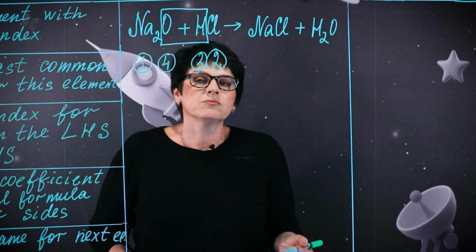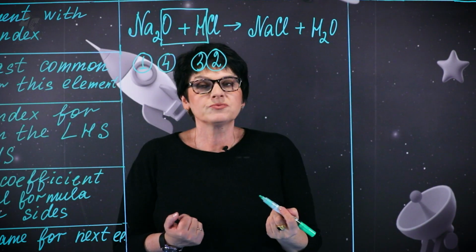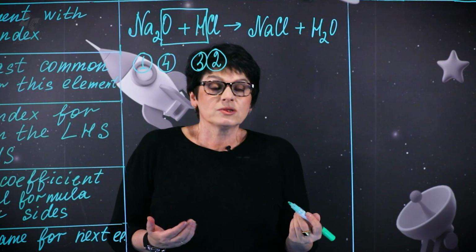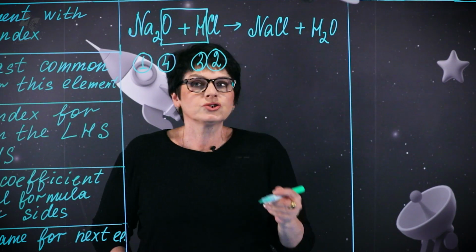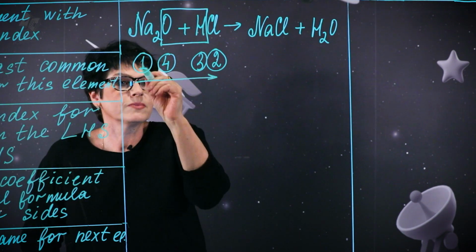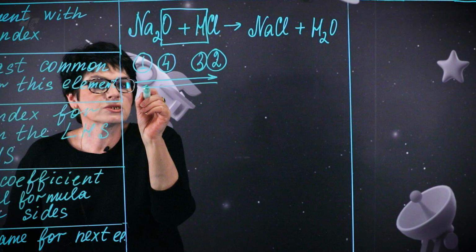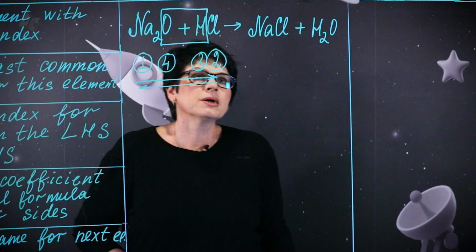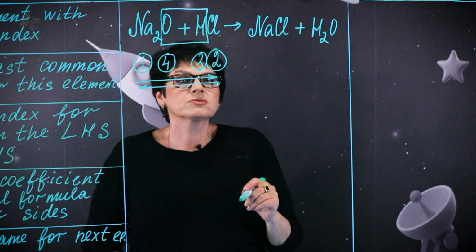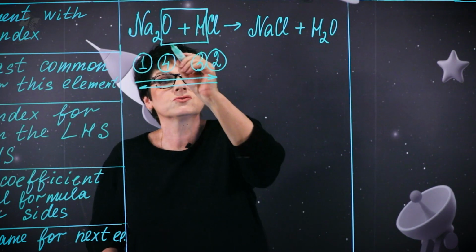In my opinion, it is very convenient because then you will not make an error in the sequence of the equation. And let me tell you, we have some really challenging equations here. So it is like we are going from left to right, and then we return back from right to left. All right, let's start with sodium. Its index is the highest in this case, and it comes first in terms of equations.